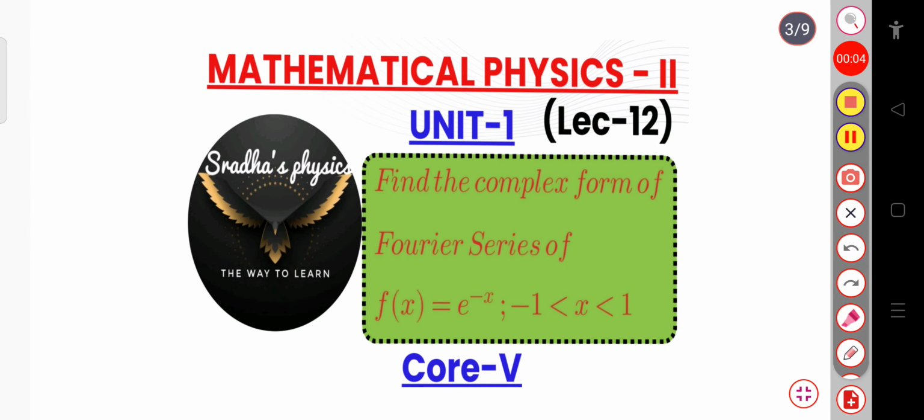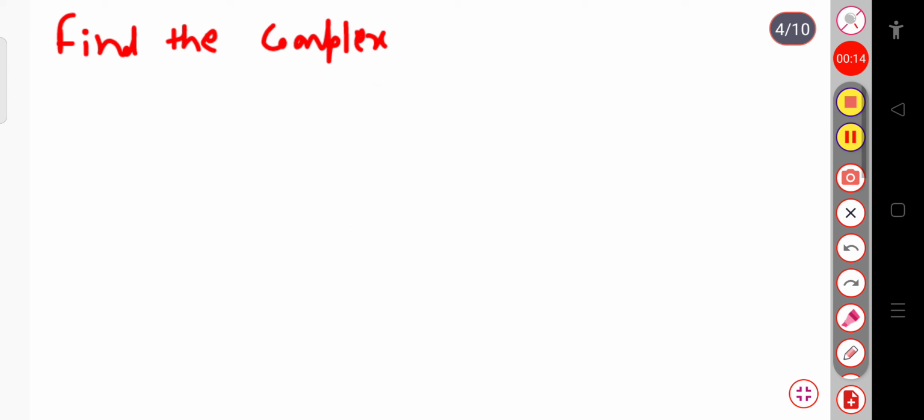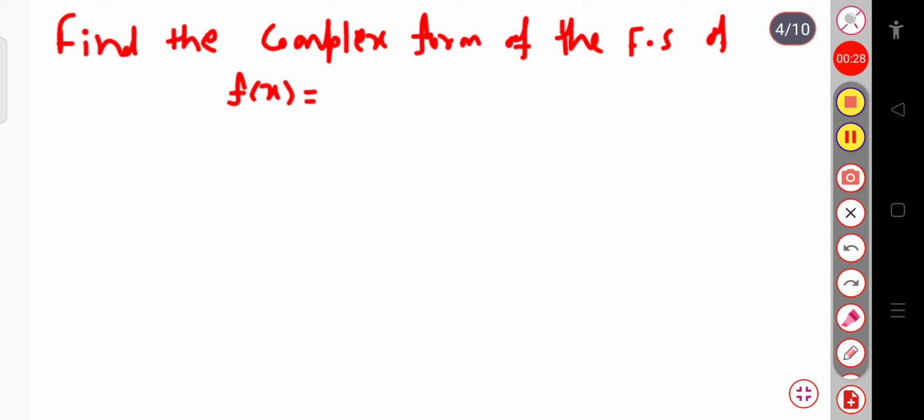In this part we will see the complex form of the Fourier series of the function e^(-x), where x lies between -1 and +1. So let me write the question. Find the complex form of the Fourier series of the function f(x) = e^(-x), where x lies between -1 and +1. So now you have to calculate the complex form of the Fourier series.